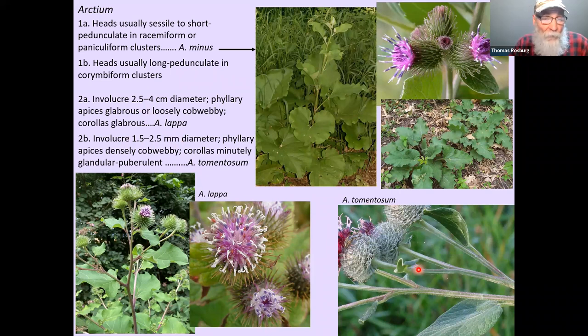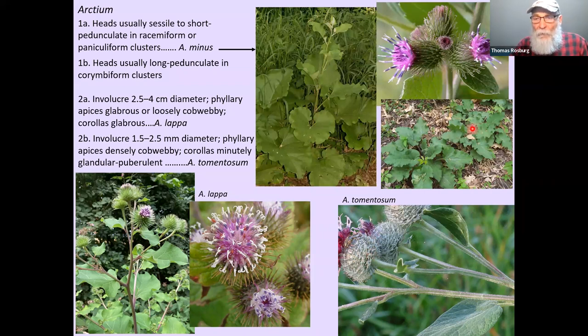Another good way to do it, which is also the second part in the key, is the phyllary apices. The tips of the apices here are glabrous or have just a little bit of cobwebby appearance, whereas tomentosum is definitely densely cobwebby. And again, we can see that cobwebbiness when we look at these heads. You can see a fine mix of little thread-like structures going all through there. And that's what cobwebby means.